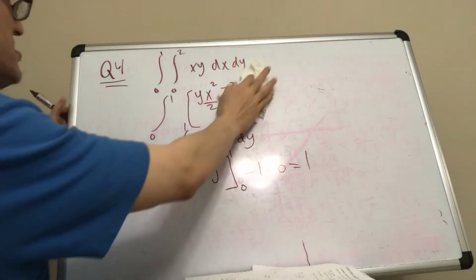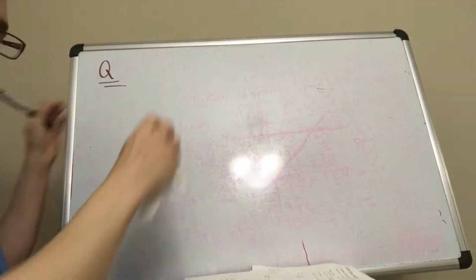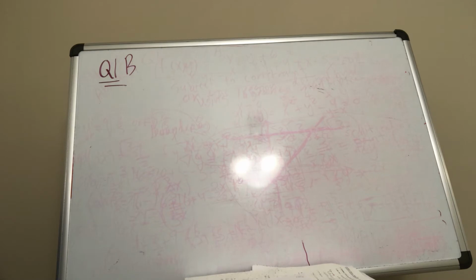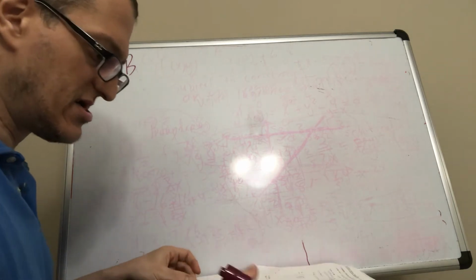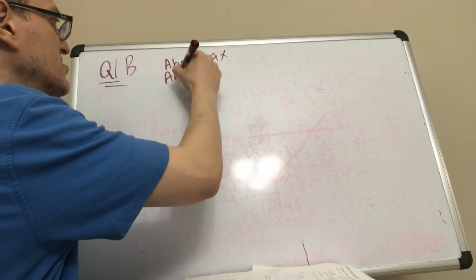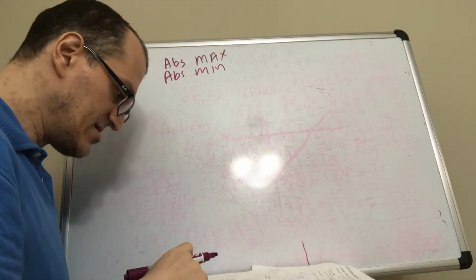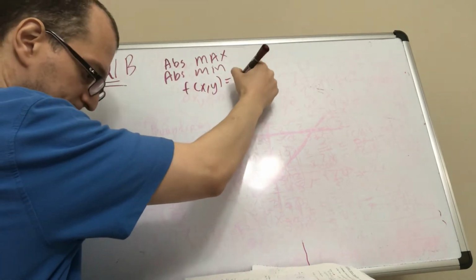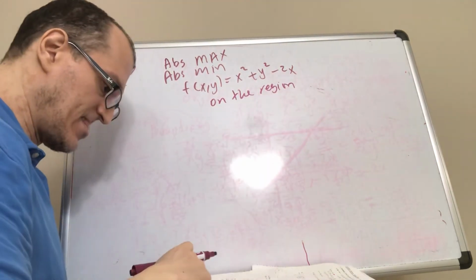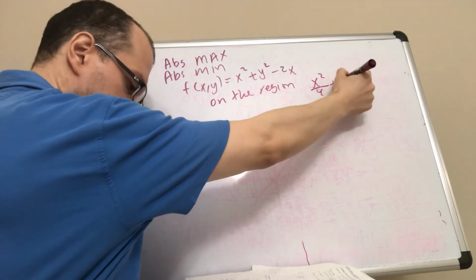So now we can do worksheet B. The first question in worksheet B is similar to the first question we got in worksheet A. You're finding the absolute max and absolute min of the function itself, and it's on the region x squared over 4 plus y squared equals 1.